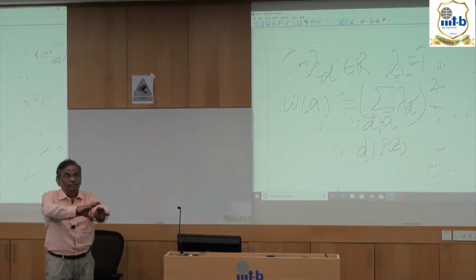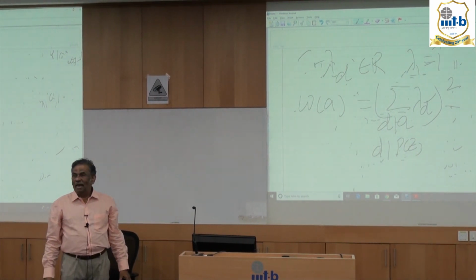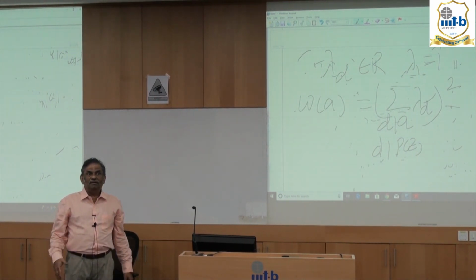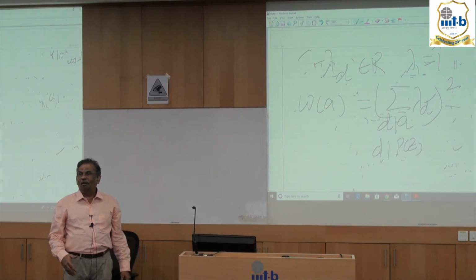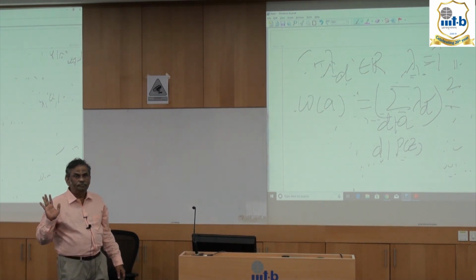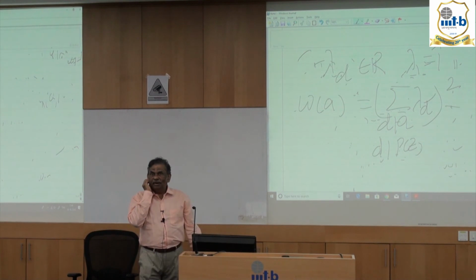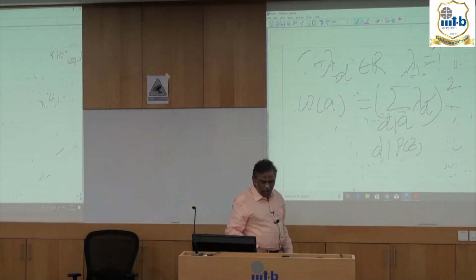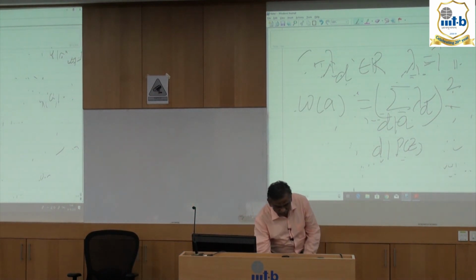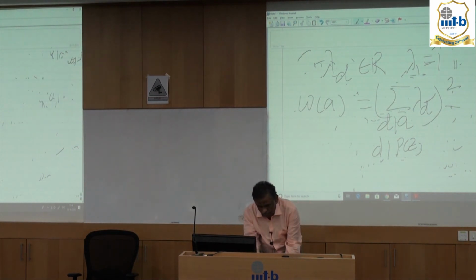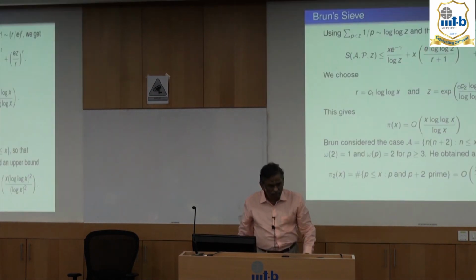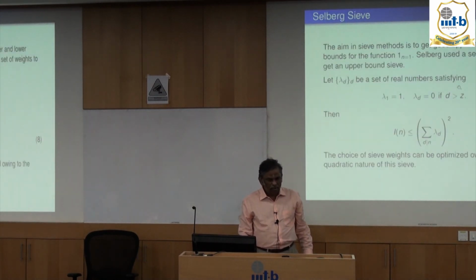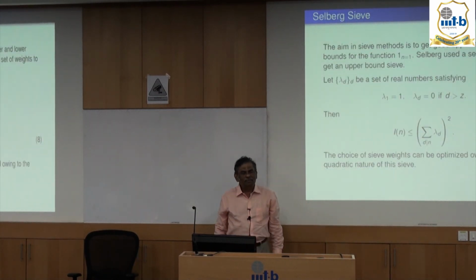Which essentially means now you have a sieve method where you have various parameters lambda 2, lambda 3, lambda 4, etc. all at your disposal. And then you can optimize it in such a way that everything works. And this really turned out to be much better than what Brun did. And that is the Selberg sieve.